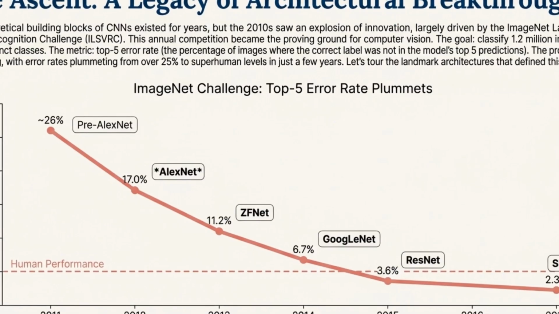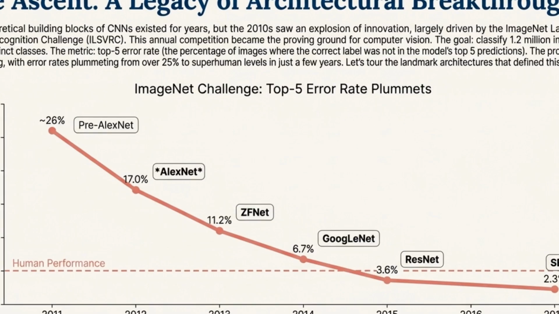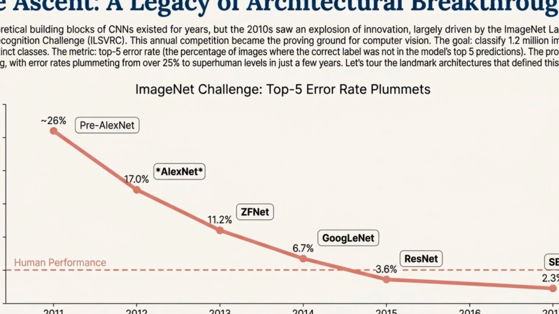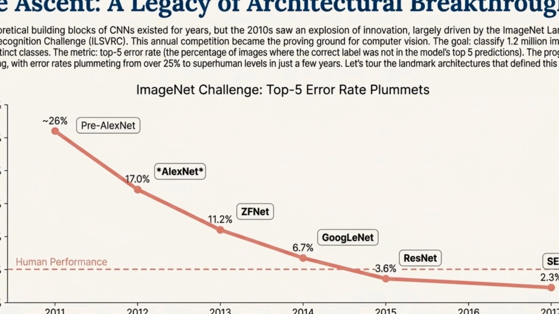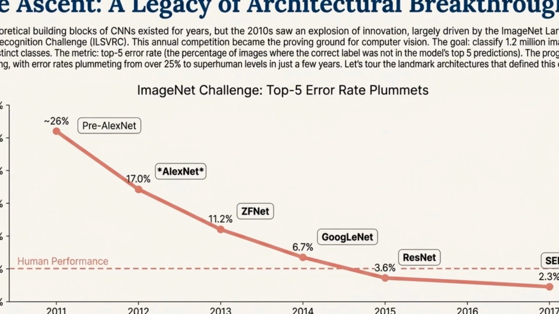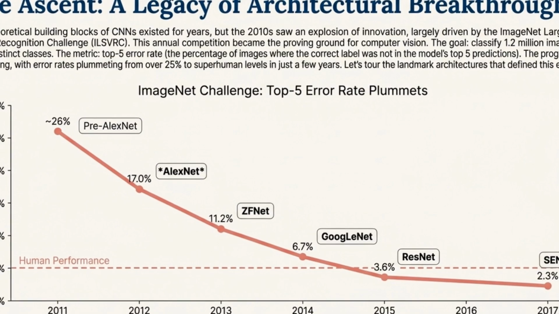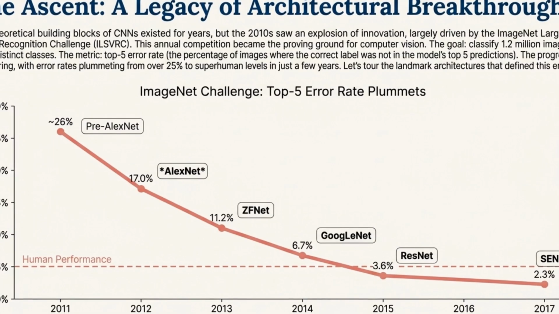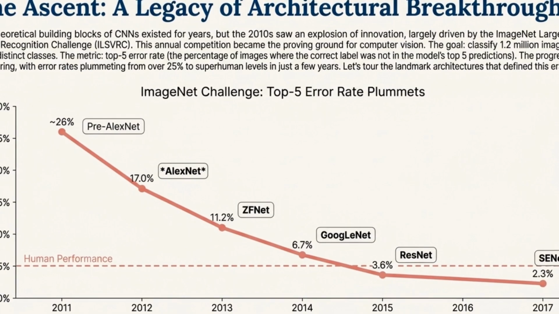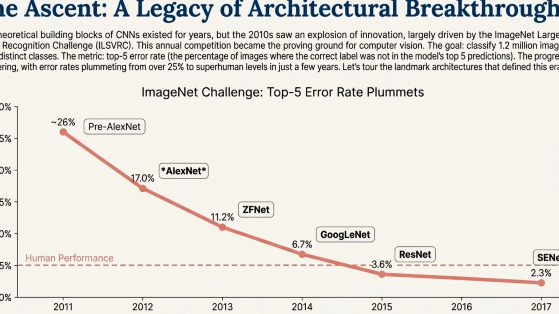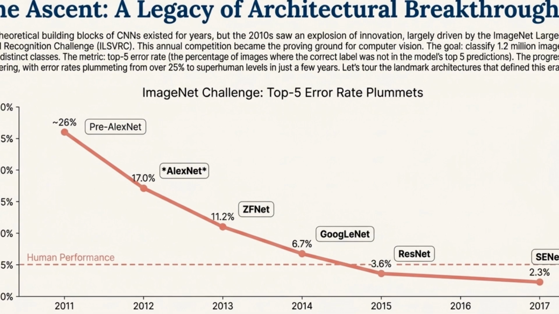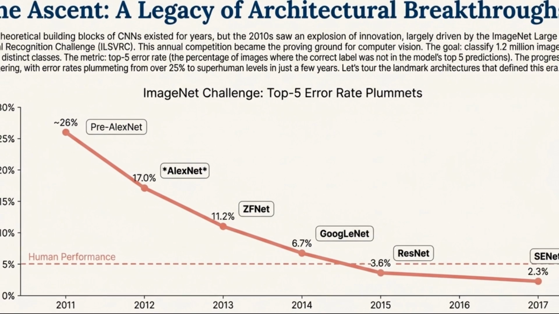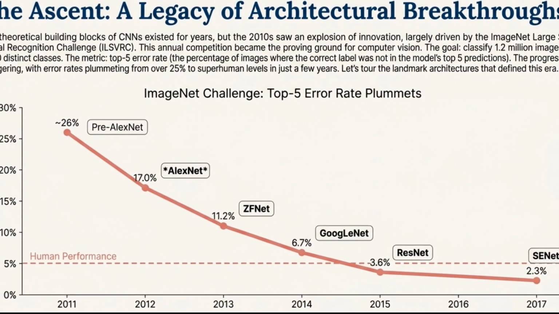While the theoretical building blocks of CNNs existed for years, the true revolution, the period of staggering innovation, was driven almost entirely by the annual ImageNet Large-Scale Visual Recognition Challenge, or ILSVRC, which began in 2010. This competition became the proving ground for computer vision breakthroughs. The goal was massive: classify 1.2 million images into 1,000 distinct classes.